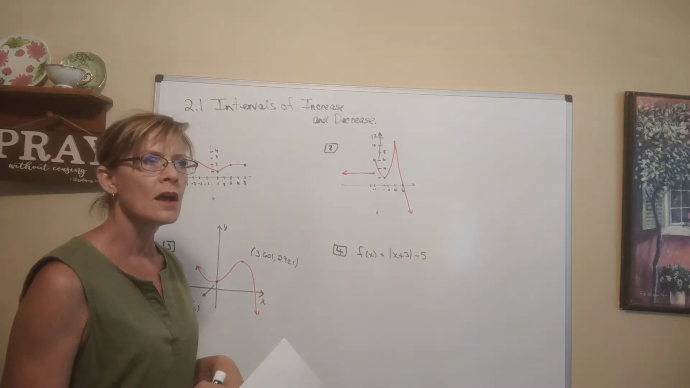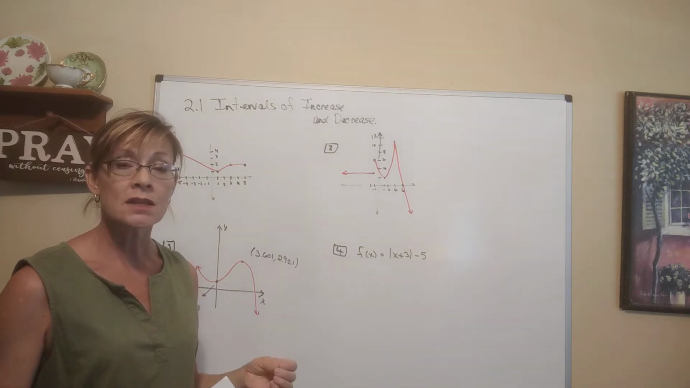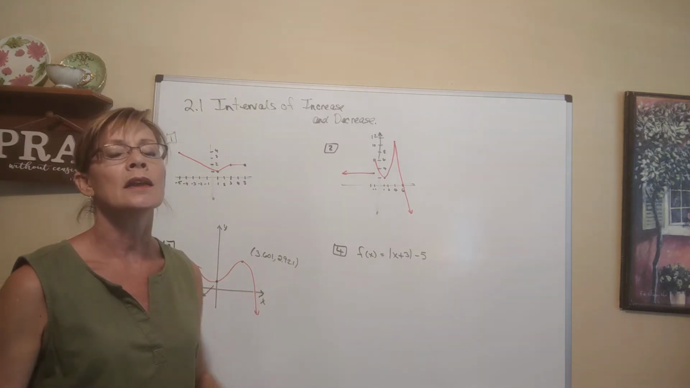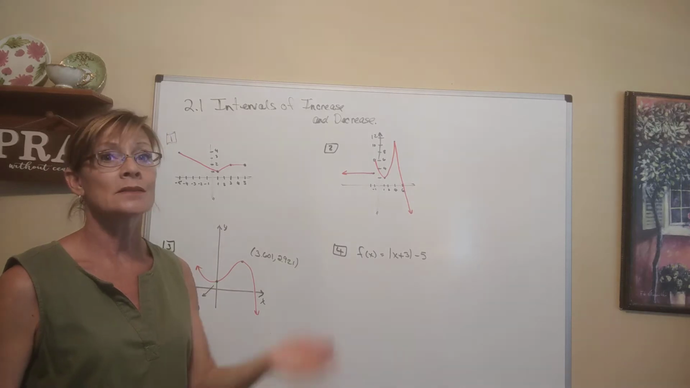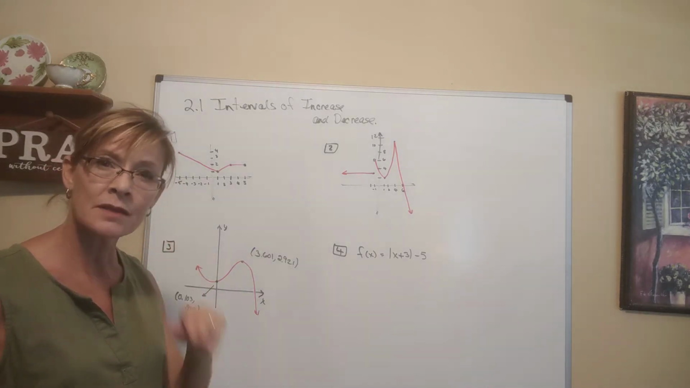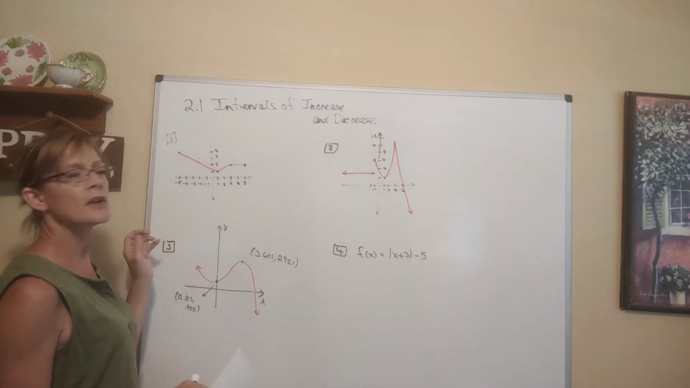Whenever they ask where is the function increasing or decreasing or constant, you answer with x values. Where in math means x values. What in math means y values. So that's something that we want to learn how to connect in our brain about that. So for number 1, where is this function decreasing?